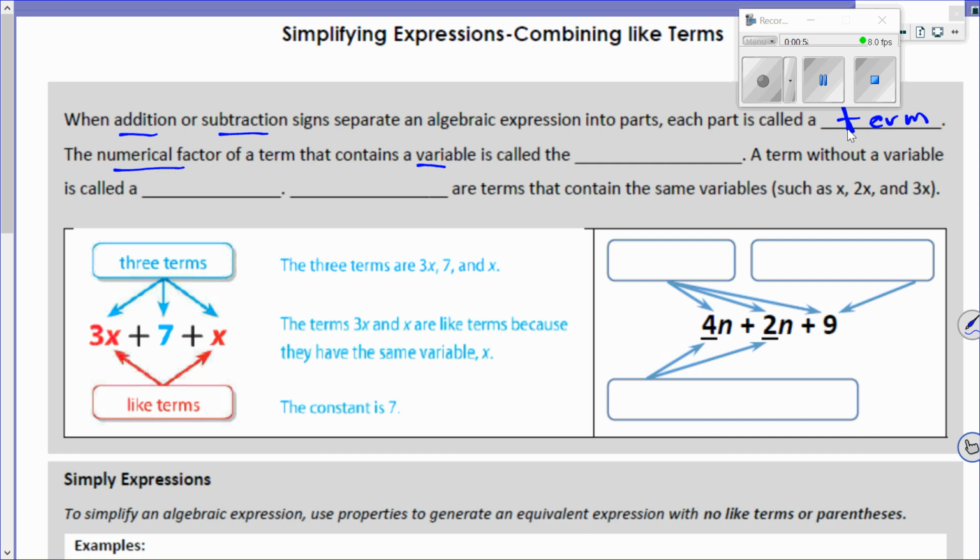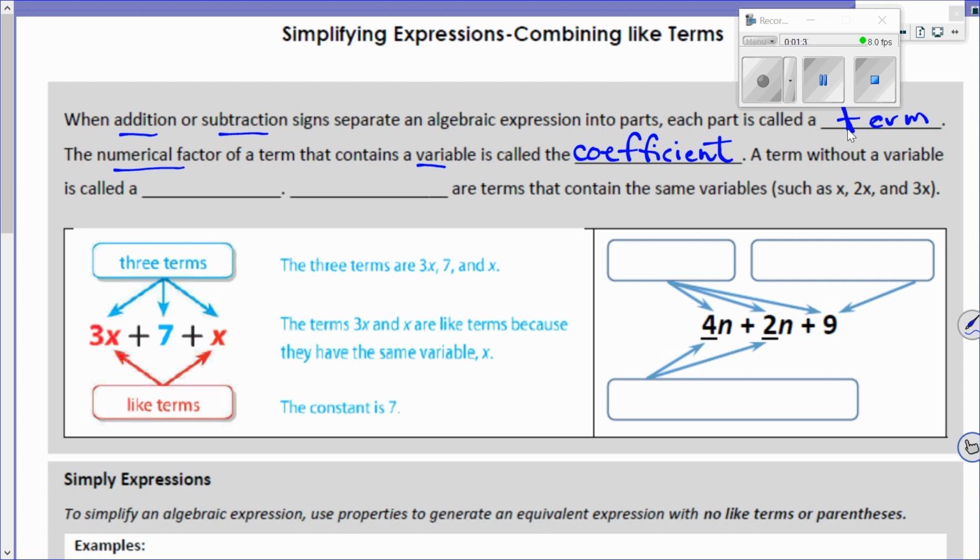What do we call the numerical portion of a multiplicative algebraic expression? It has a special name because we're now using it in a multiplicative algebraic expression. What is that special name that we give it? Thank you, Devin. Coefficient, the numerical factor of a term that contains a variable.